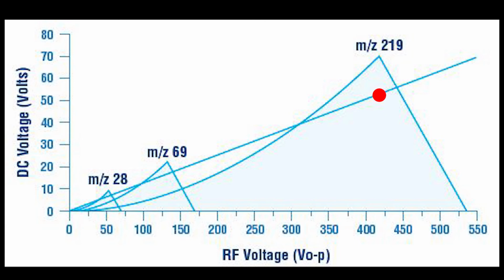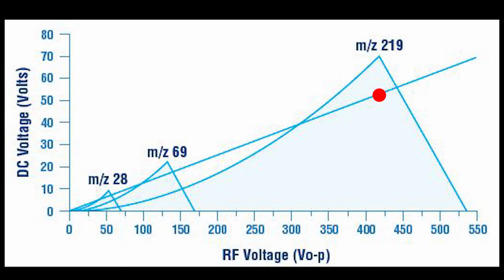Then we can ramp up our voltages even more. We can go up to about 425 volts RF, and that looks to me like about 50 volts DC, and then of those 3 masses, only 219 will make it through. So this is how we can use the quadrupole to sort the masses for us.